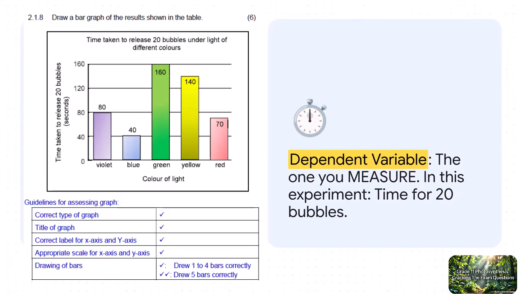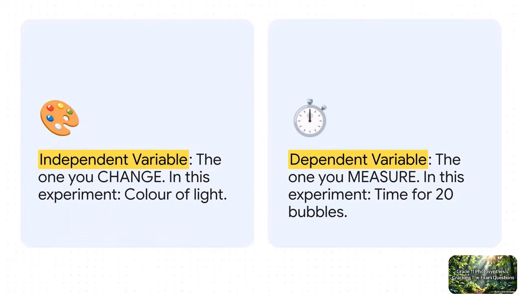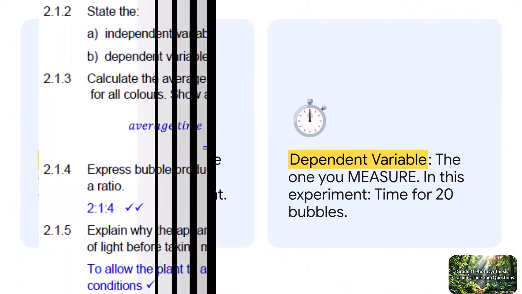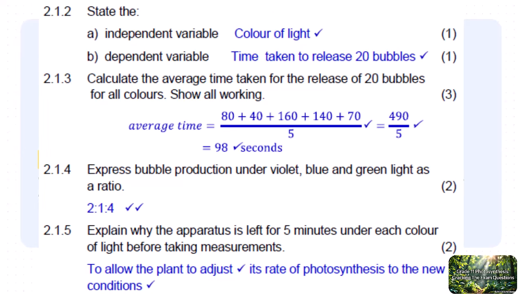Okay, this is so important for any science class. The independent variable is the one thing you decide to change on purpose. In this experiment, that's the color of the light. The dependent variable is what you measure to see the effect of that change. Here, it's the time taken to release those 20 bubbles. Change one thing, measure the other. That's the core of a fair test.